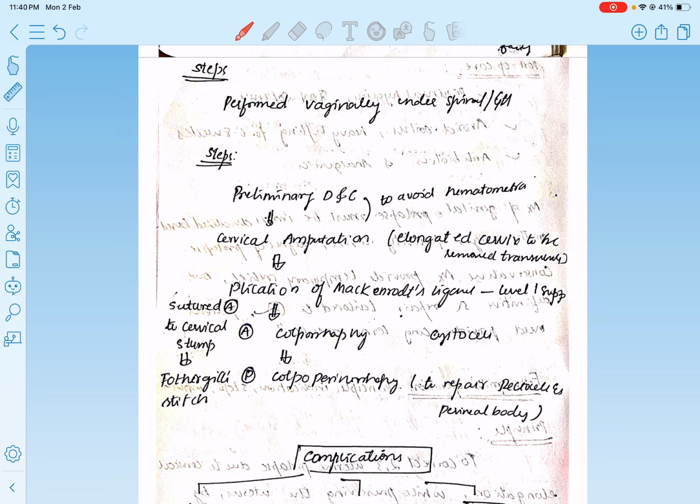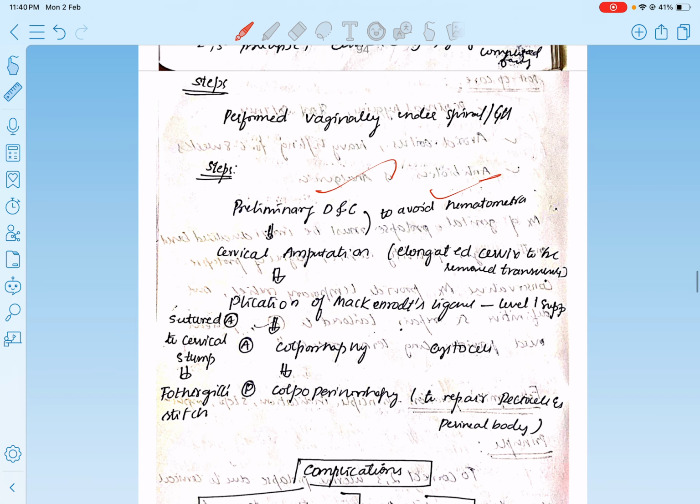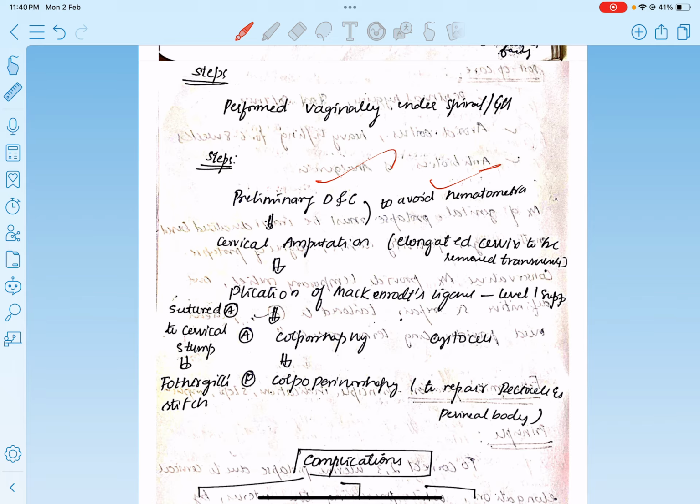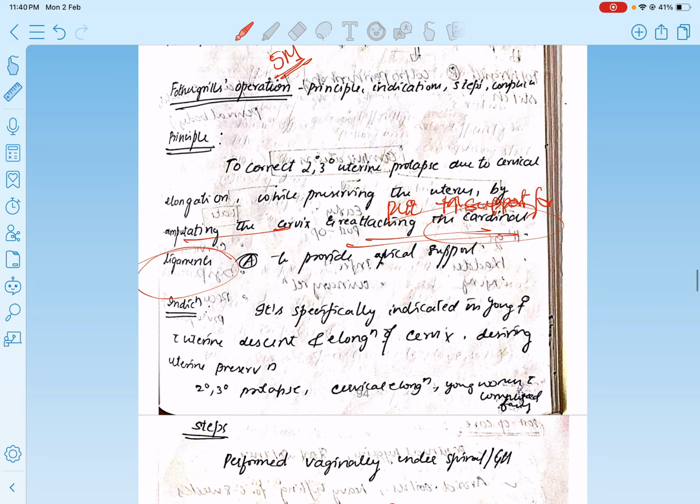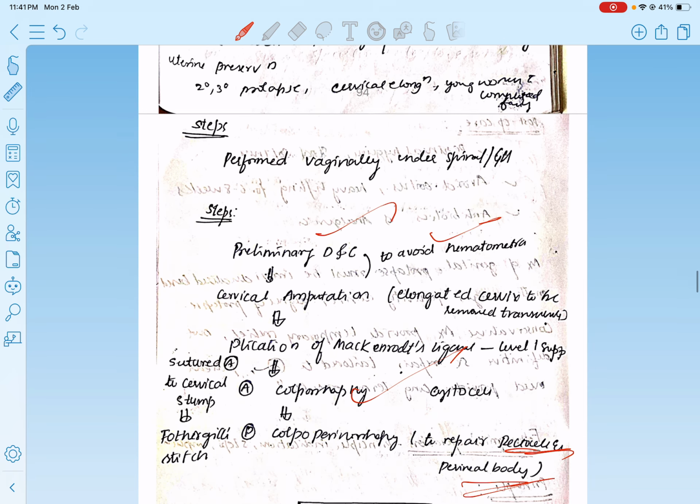What we do is, first, to prevent hematometra, we go with dilatation and curettage. Then obviously, since it's an elongated cervix, you are going to do cervical amputation. Again, you are going to plicate the Mackenrodt's ligament to increase the level 1 support. Then obviously, you need to treat the other vaginal wall defects like cystocele and rectocele. So we go with anterior colporrhaphy, and we will also do perineorrhaphy to repair the rectocele and perineal body. So you are aiming at support at all levels. This is what is important for Fothergill's operation.